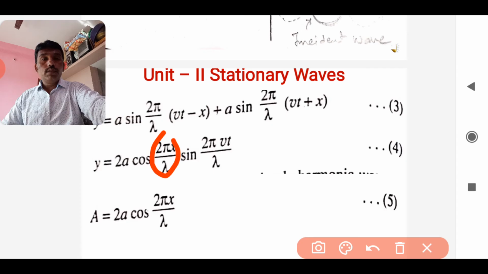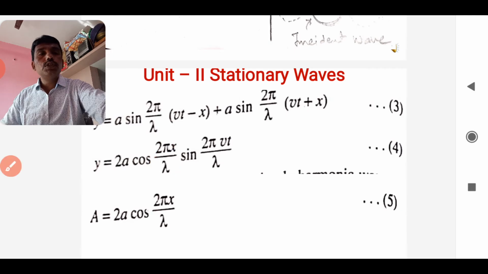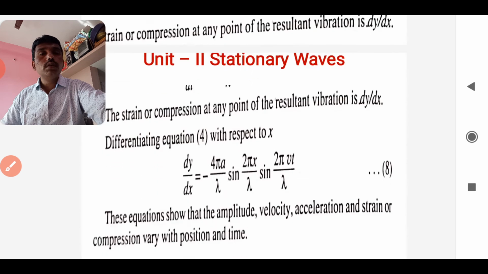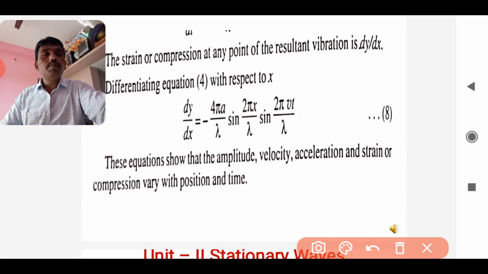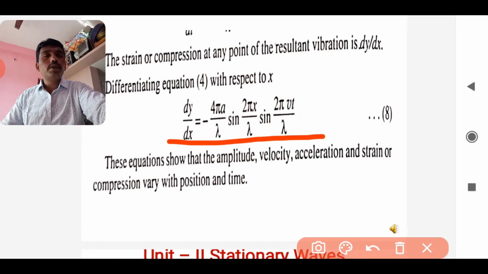And the cos becomes sine with a minus, and that's why it will become minus 4 pi a sine by lambda. So particularly minus of 4 pi a sine of twice pi x by lambda is to be there, and cos twice pi vt by lambda as it is. So if you look at this differentiation with respect to x, it will give me dy by dx equals minus of 4 pi a by lambda sine of twice pi x by lambda sine of twice pi vt by lambda as it is.